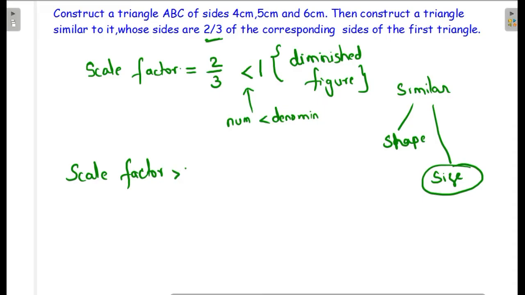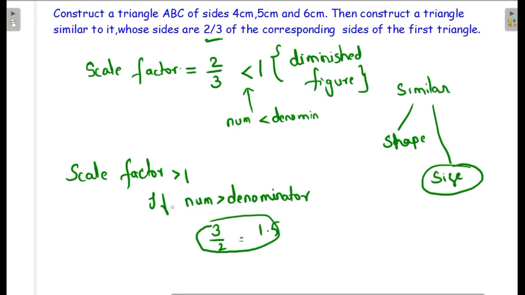Now, the second case is the scale factor can be greater than 1. When is it possible? If the numerator is greater than the denominator, we will get a scale factor greater than 1. As you know, 3/2 is nothing but 1.5. So, this 1.5 is greater than 1. When the numerator is less than the denominator, we will get a scale factor less than 1. If the numerator is greater than the denominator, we will get a scale factor greater than 1.